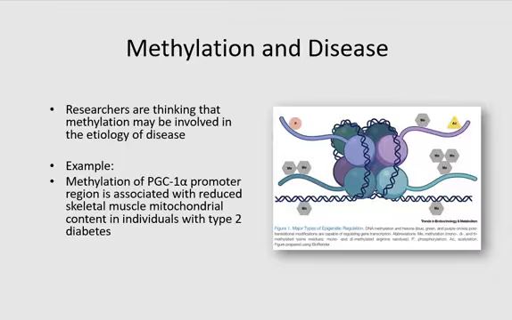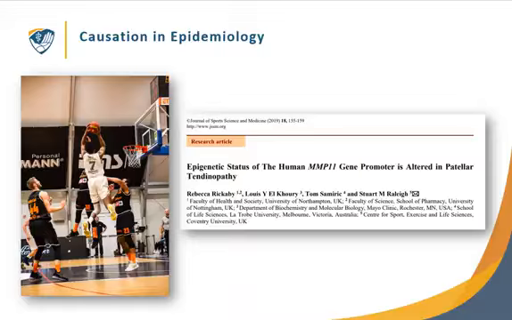So researchers are thinking that methylation may be involved in the etiology of disease. For example, the methylation of PGC1 alpha promoter region is associated with reduced skeletal muscle mitochondrial content in individuals with type 2 diabetes. So now coming back to here, if the epigenetic status is changed at this gene promoter region, maybe individuals that have this genetic potential, this genetic susceptibility, are at greater risk.